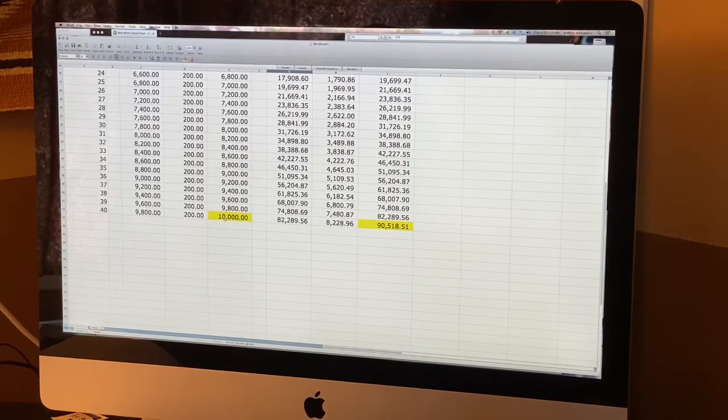Well, if you do it with simple interest, it turns into $10,000. If you do it with compound interest, it turns into $90,518 and 51 cents. So you may be interested in that.